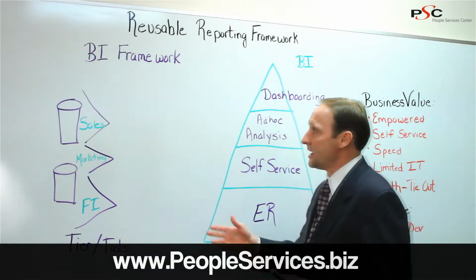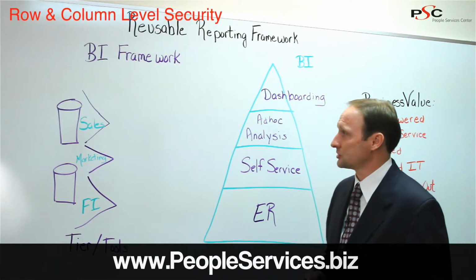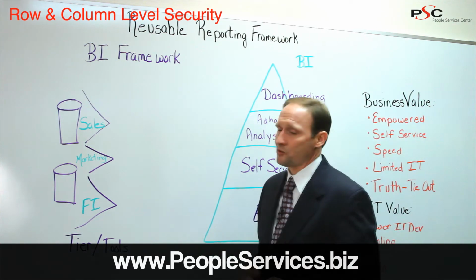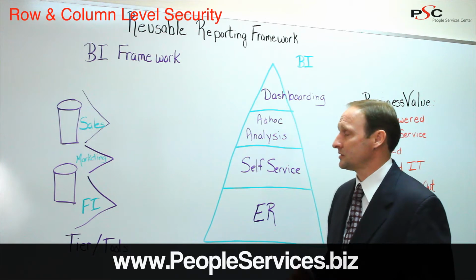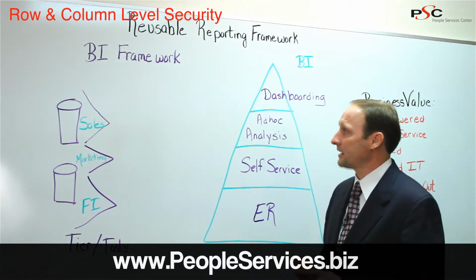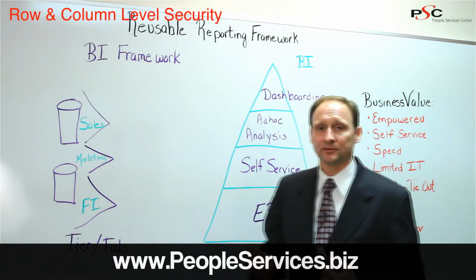I also, in this framework, have the ability to build row and column level security. And with row and column level security, when I'm delivering information to that report, I can basically filter it based upon access rights. So an example would be in the hospital environment, I have a doctor, a nurse, and an admin all coming to look at a report.